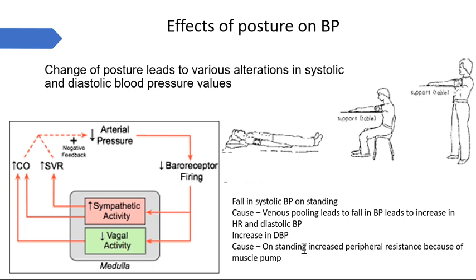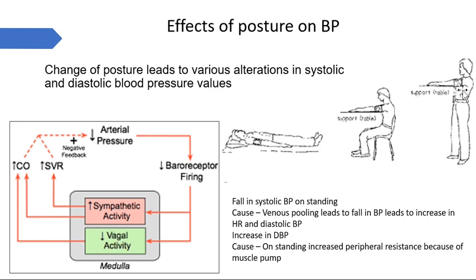Then comes the other practical, the effect of posture on blood pressure. Change of posture can lead to various alterations in systolic and diastolic pressure values. This practical basically tests baroreceptor reflex sensitivity. You lie down, then sit, and then stand suddenly. You will be asked what the changes in BP are when you change posture. The major mechanism we focus on here is lying to standing.